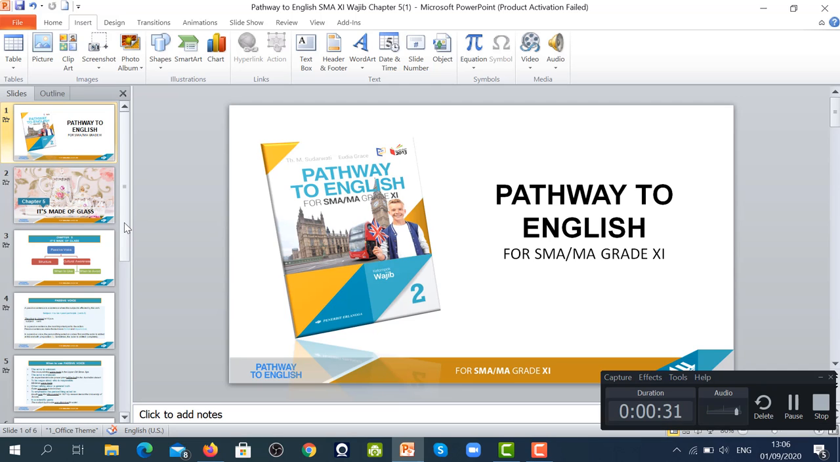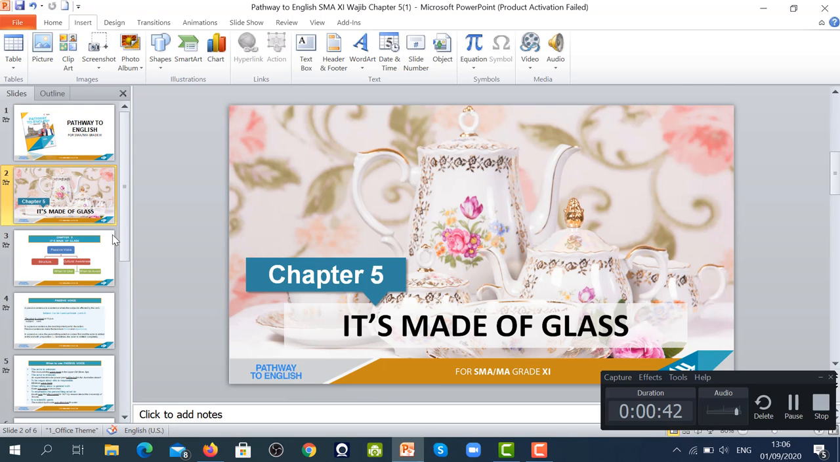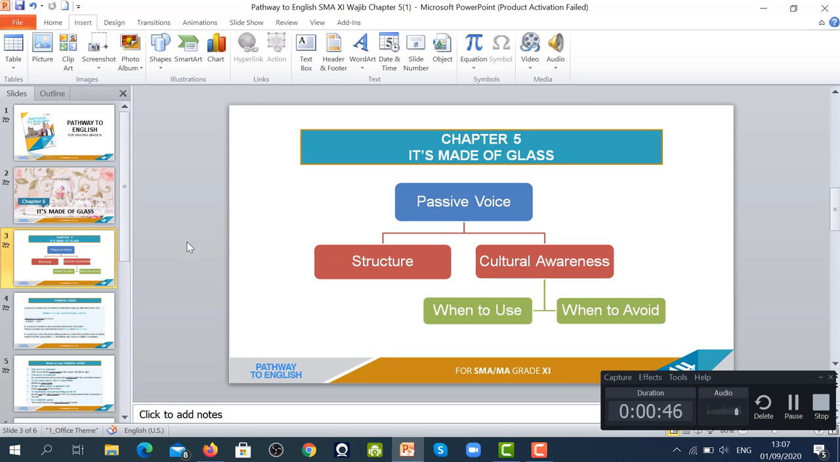Today we are going to learn about passive voice in chapter 5. Okay, let's have a look. This is chapter 5. This is about passive voice. Today we will talk about the structure, cultural awareness, and then when to use passive voice and when to avoid passive voice.